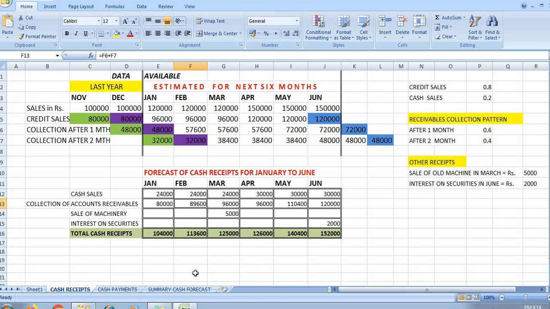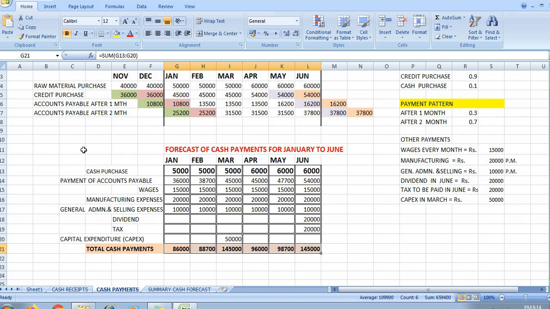And then you total this up month-wise. So you have the total cash receipts from January to June. So our cash receipts table is done. We will now go to the cash payments table.